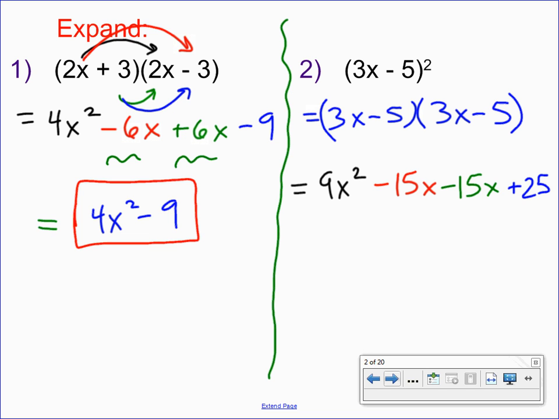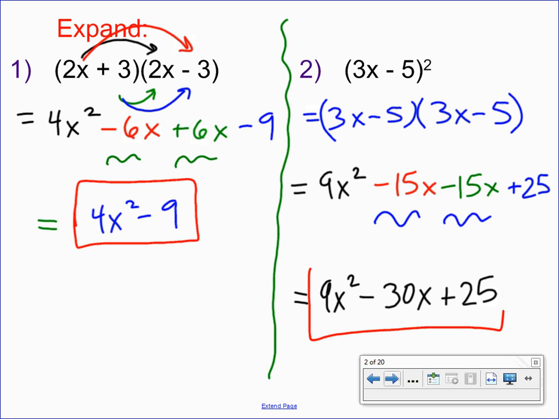We see that we have a FOIL problem. So anytime we take a binomial and square it, that is multiply by itself, the result will always be a trinomial. We're going to get a middle term here every single time. It looks like this middle term is twice, right? Twice the outside product, or twice the inside product. We've got a negative 15x from the outside, another negative 15x from the inside, so we get a total of negative 30x plus 25.